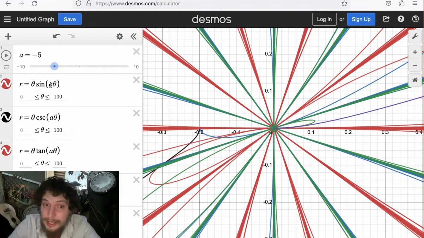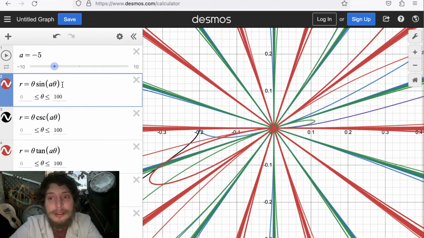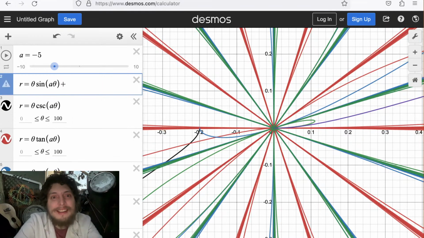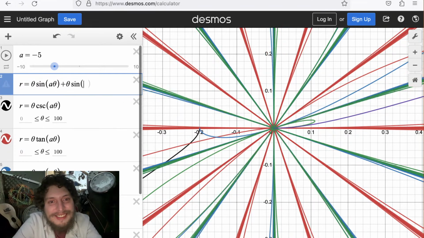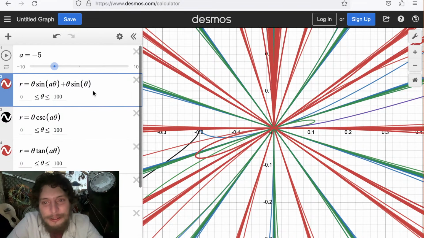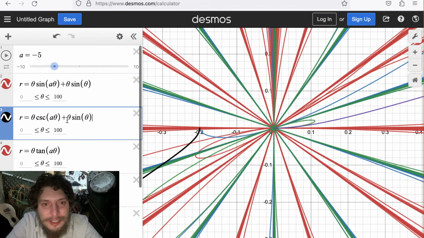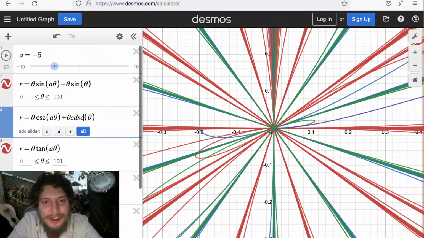Now, this is just the start of where we can go from here, because what we're going to put on each of these is adding one of these things. We're going to add this, but for each one.